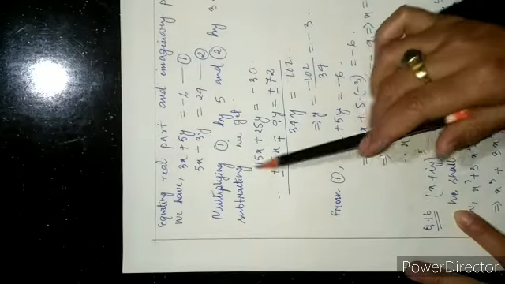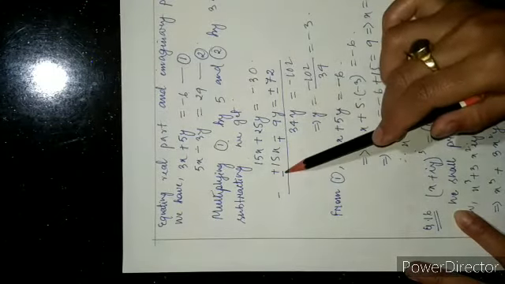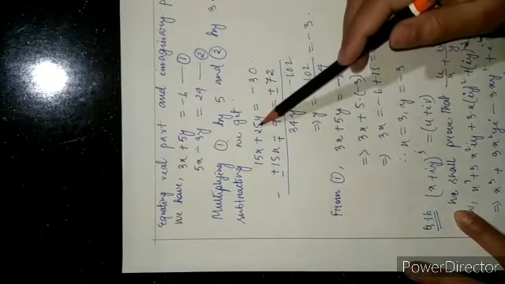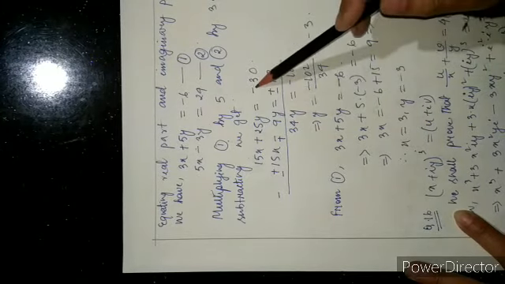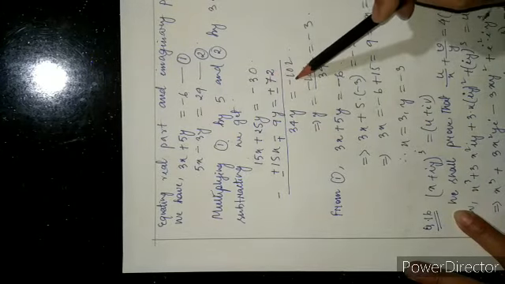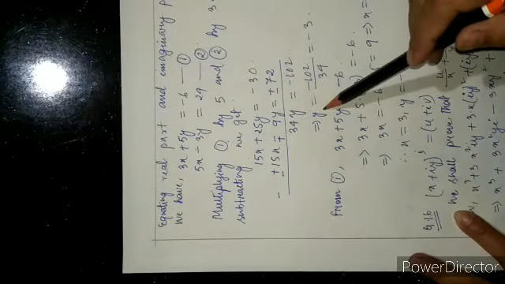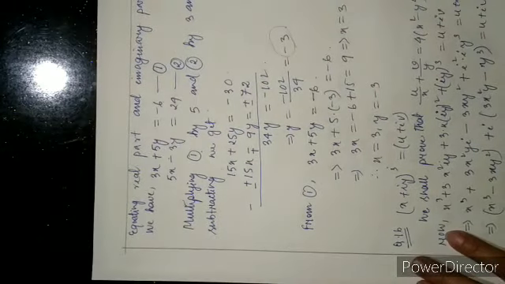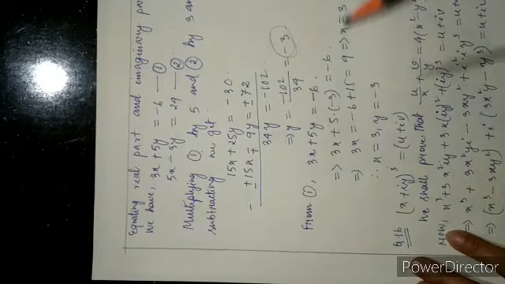Now subtract: the sign changes, minus becomes plus and plus becomes minus. We get 25y plus 9y, that is 34y, is equal to minus 30 minus 72, which is minus 102. Then dividing both sides by 34, we get the value of y is equal to minus 3.